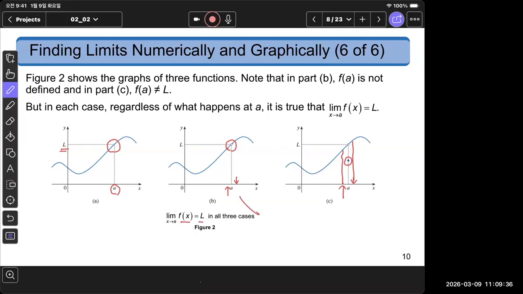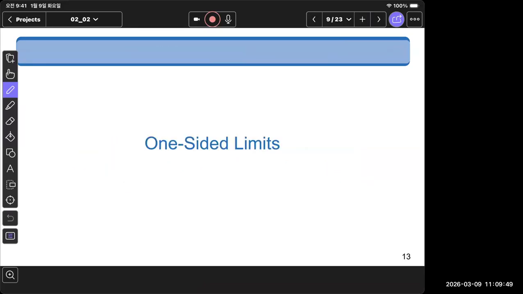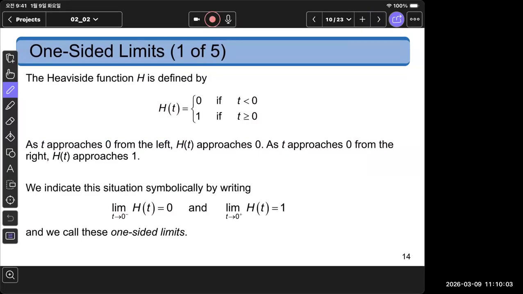So the function may not be defined as in B, or the function may be defined, but the function value at a may be different from L, but we do not care about this. So that is the case when we consider some limit of a function. At that point, as x approaches a from the left or from the right, the function value is approaching a specific value, and we could consider the limit of a function.